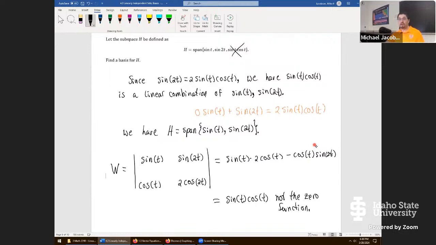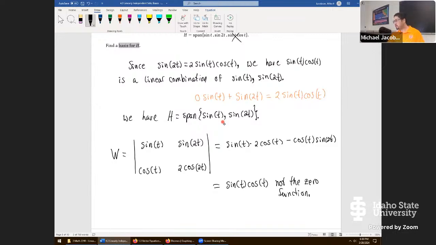So automatically, because we do not have the zero function, that implies, finally, we have a basis for H. This is linearly independent. Let's say that here. That implies sine t, sine 2t is linearly independent. That's not the whole question. We need independence together with spanning, which we do have, and that together gets us to our major conclusion. We have a basis.